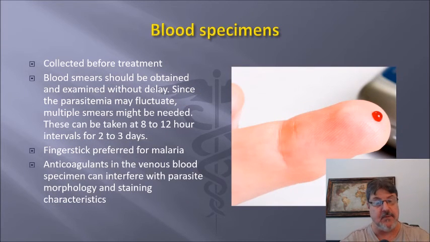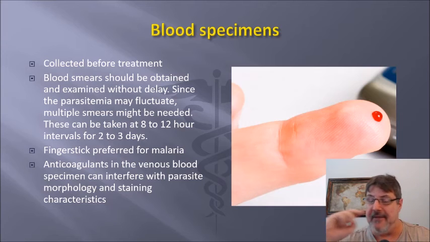Blood specimens, I mean, we have a lot of different blood parasites, and this is how you can identify them. They should be collected prior to treatment. Blood smears should be obtained and examined without delay, since the parasitemia may fluctuate. Multiple smears might be needed. These can be taken at 8 to 12 hour intervals for 2 to 3 days. Finger stick is preferred for, say, malaria. A lot of the different anticoagulants will interfere with the parasite morphology and the staining, so that can present a problem.